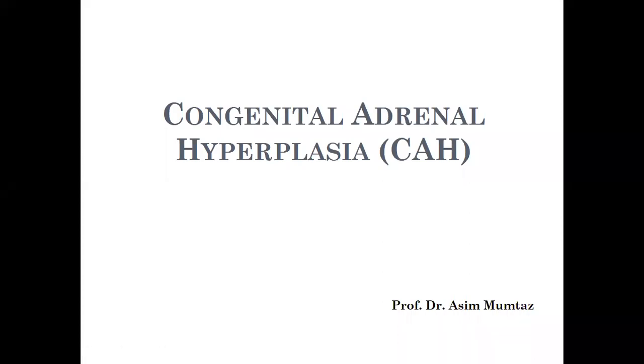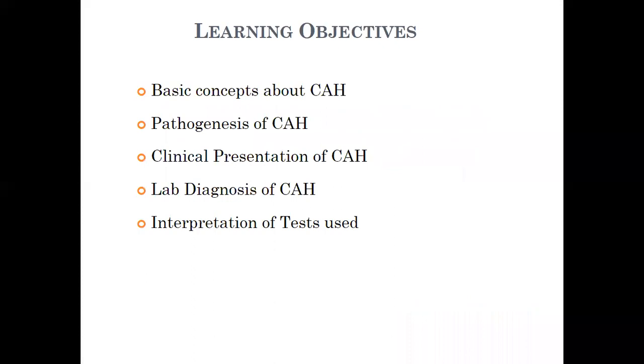Today we will discuss congenital adrenal hyperplasia, which is an inborn error of metabolism due to some enzyme deficiency. The learning objectives of this lecture are some basic concepts about congenital adrenal hyperplasia and what is the pathogenesis.